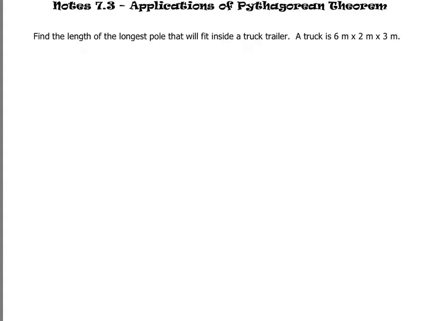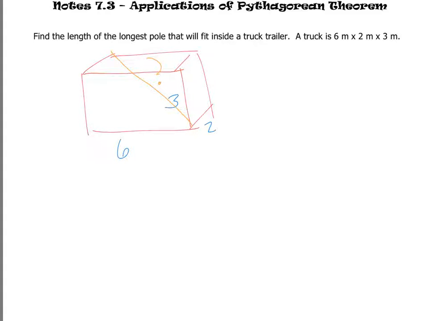So you've got to think about the truck trailer. It's talking about like a semi, right? A semi has a box in the back. If you look at it, we know that it's 6 meters by 2 meters by 3 meters, and we want to know the longest length of a pole that can fit in there. Well, the longest pole that can fit goes from this corner to this corner, or vice versa. So we don't know how long that pole is.